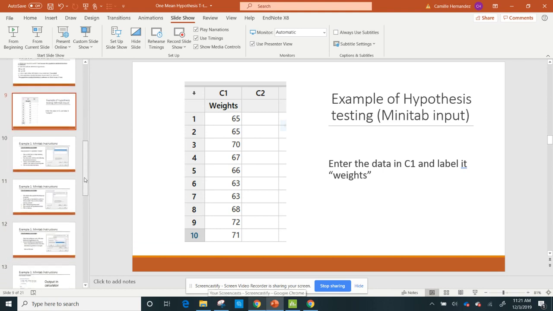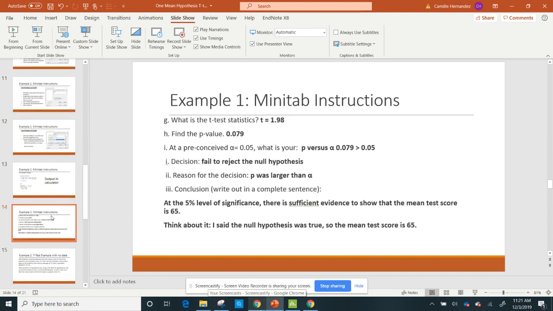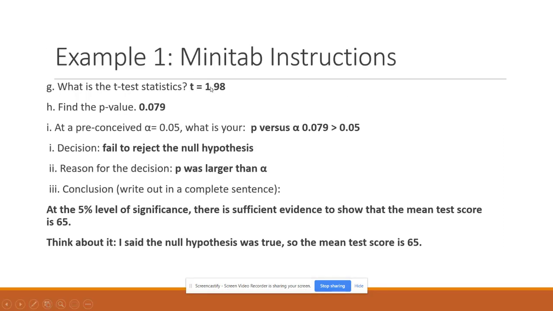So if I skip down here to all the information I got, I know that my t-test statistic was 1.98, and I know my p-value was 0.079. So I need to figure out what to do with that p-value. I'm going to compare it to my level of significance. So p versus alpha. 0.079 is greater than 0.05, so I fail to reject the null, which means I'm keeping the null. Because my p was larger than my alpha, I'm going to keep the null.